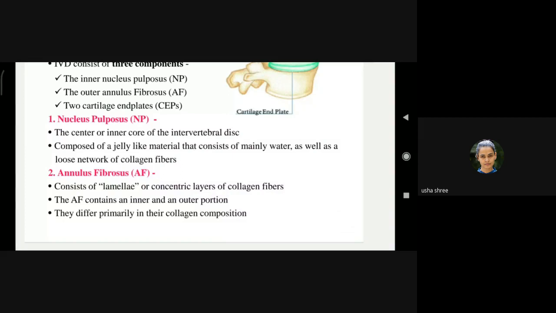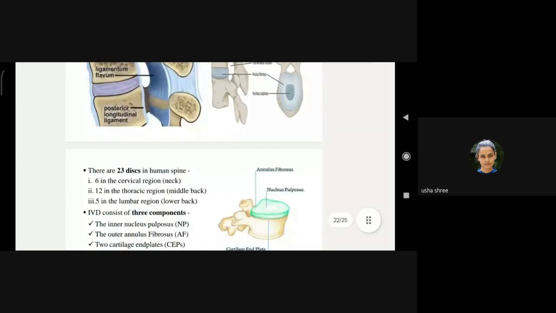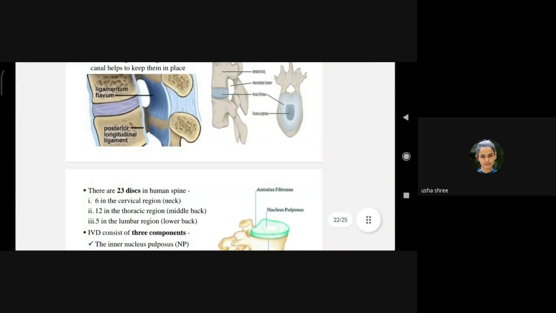Ma'am, one question. Yes. On that green thing you've shown, on the top side there is one cartilage end plate. On the bottom side, also, there's another cartilage end plate. Is it on the green surface? Yeah.